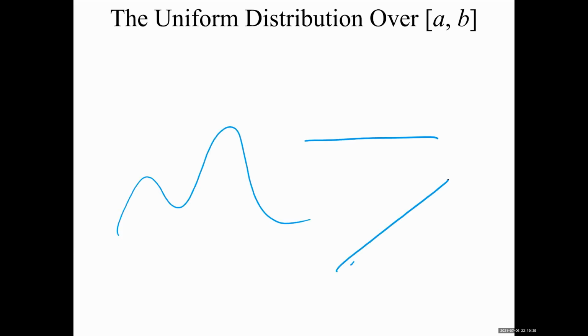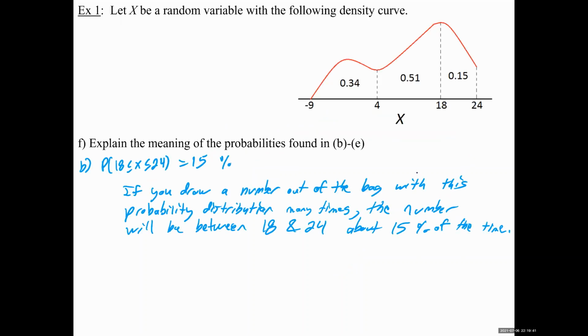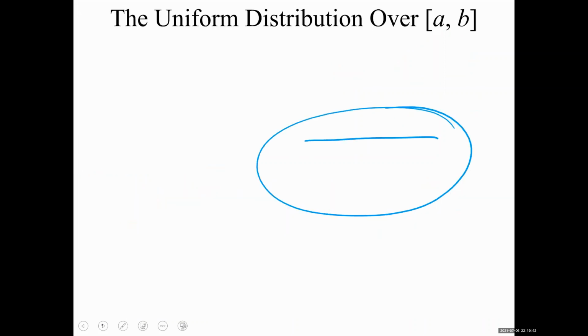Uniform distribution basically looks like a straight line. You know, when you say curve, you expect it to be curvy, but a line, those are called curves as well in math. Okay? But uniform distribution is going to look like that. It's going to be a horizontal line. That's what you need to remember. Uniform distribution is a horizontal line.